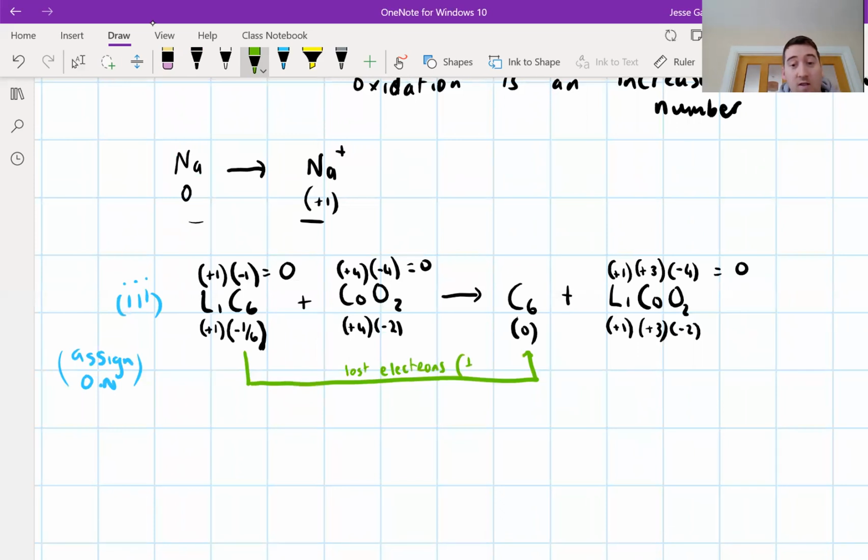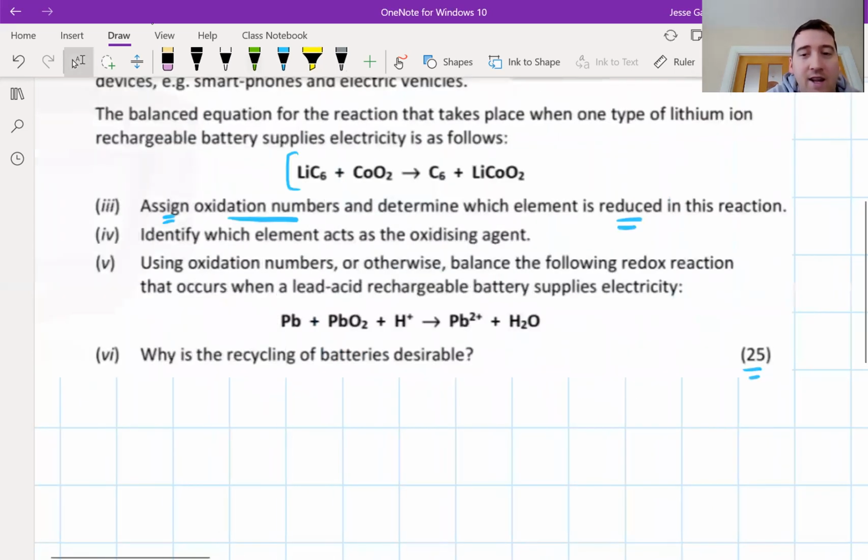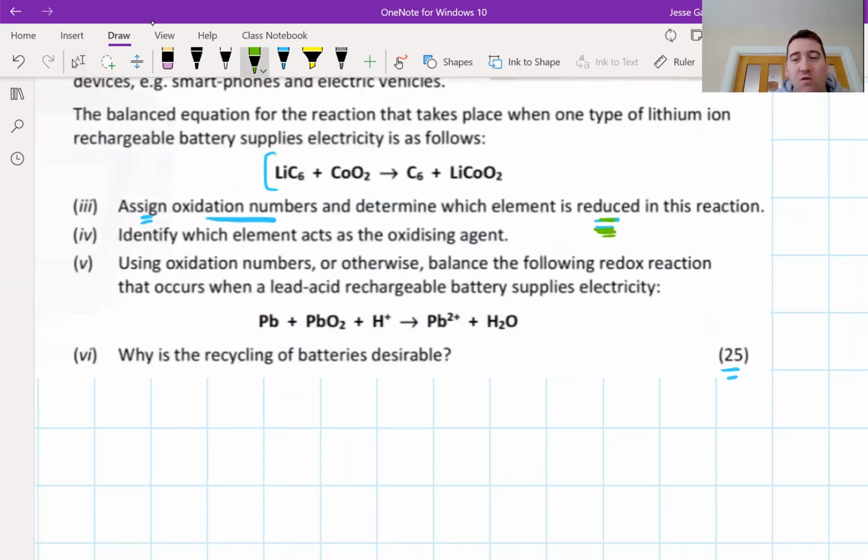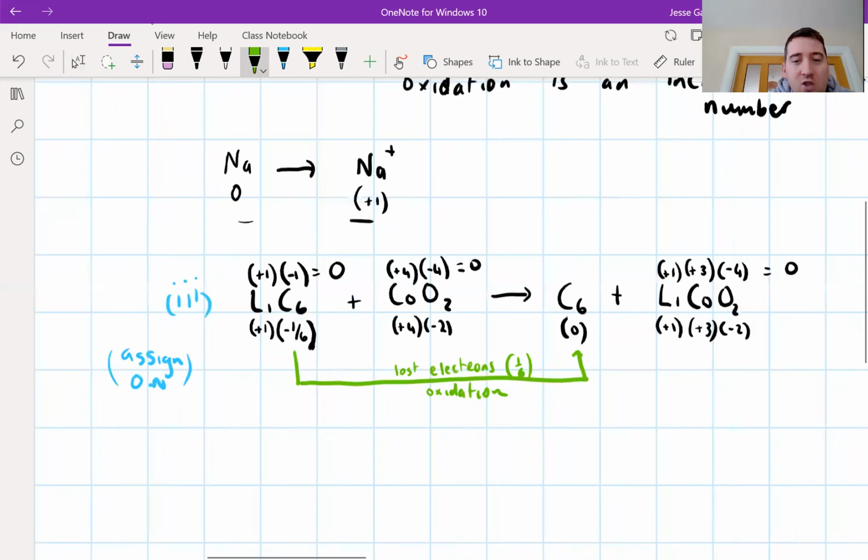And they lost 1/6 of an electron each. That sounds silly, but remember, this is just really an accounting technique. Oxidation numbers are just ways for scientists to track what's going on, what's been oxidized, what's been reduced. So that's lost, so that's oxidation. That's not what we were looking for in our question. If we go back to our question here, read it again. It says, determine which element is reduced. So let's find what else is changing.